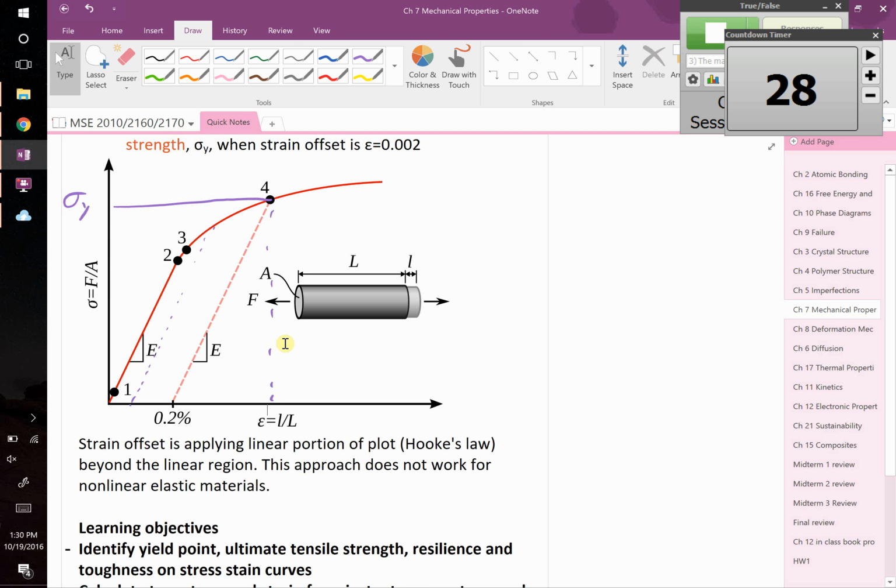So some materials, if you load it up to something and you unload it right away, you might see no permanent deformation. But if you let this thing sit for a good long time, those polymer chains might slide past each other to the point where now when you take it off, it just stays put. What do we call that? There's a term for that. We learned about it earlier.